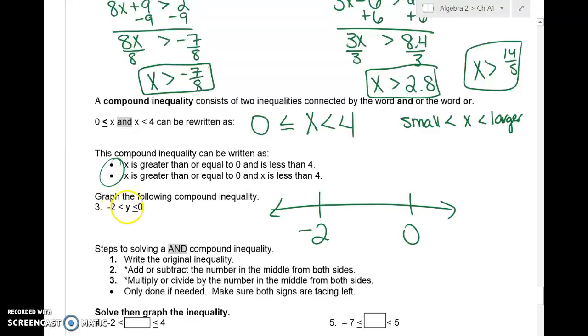-2, it's a plain old less than symbol. That means an open circle. Do you remember open circle, closed circle? Okay. Less than or equal to at the 0 means a closed circle. And then y is everything in between that. Y has to be smaller than the 0 and larger than the -2. So you shade everything in between.